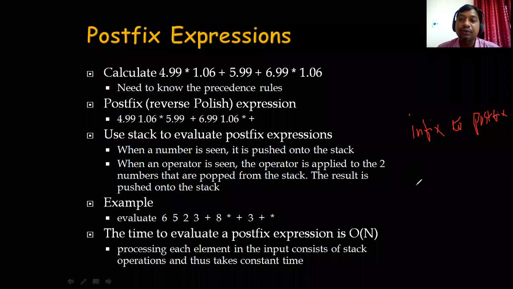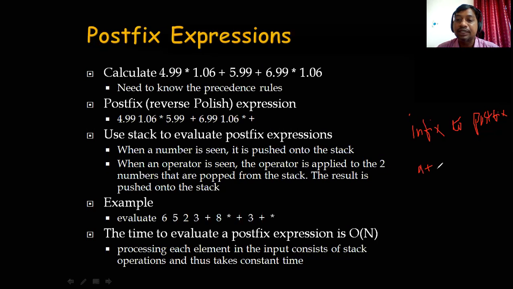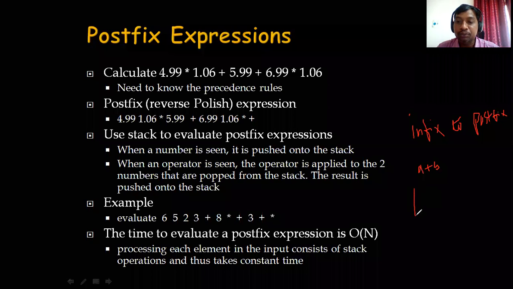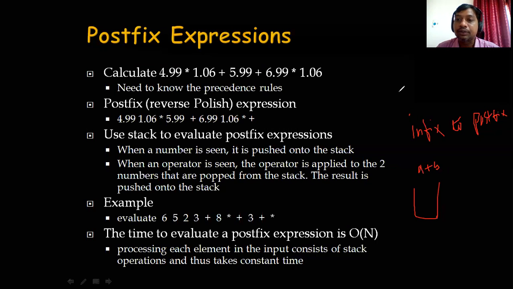So here, say there is a plus b. I didn't prepare the slides, that is why I'm just simply explaining here. Most probably in the next class I may show you the presentation again. Let us consider a plus b. Our task is to convert this into postfix. Its equivalent postfix form is ab plus.